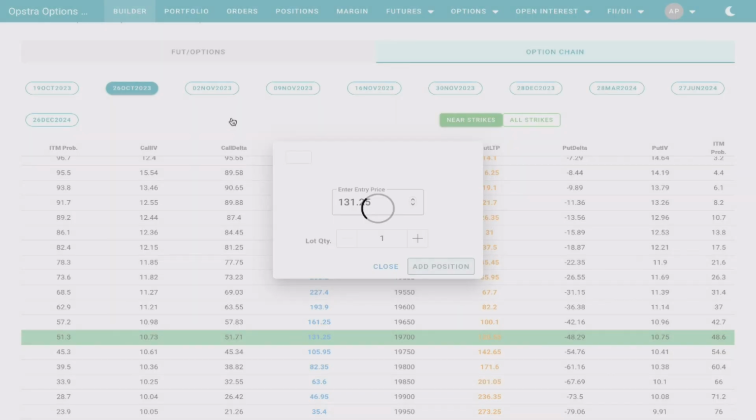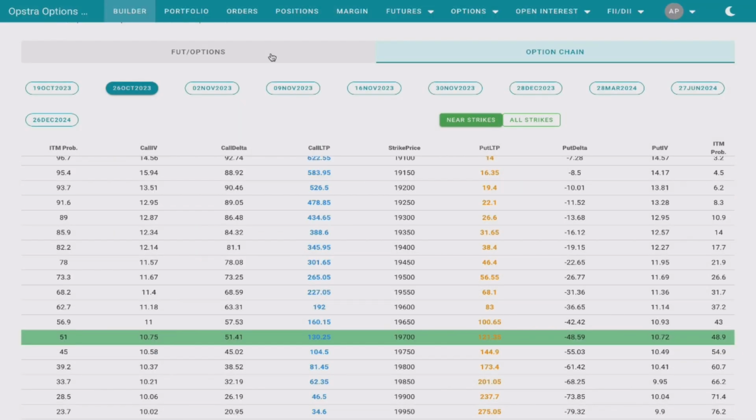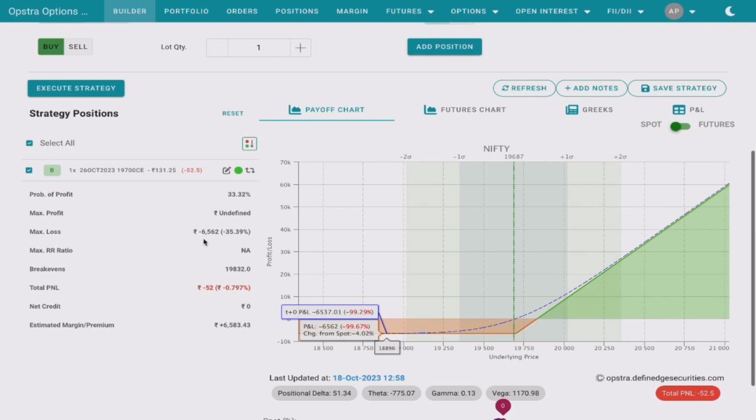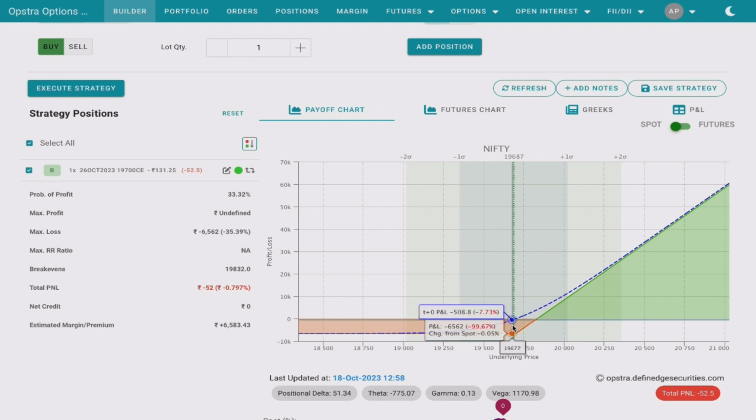I add that to my position, and I go and have a look at my risk profile diagram. And as anticipated, we have that maximum loss, which is set at 6,562 rupees, 131 rupees multiplied by 50 units, which is the lot size for the Nifty. Now, even though you are buying an at the money call option, you don't become profitable till the market reaches 19,834, because you have to make up this cost beyond the current price. And as you can see, the probability of profit is still a dismal 33.32%.